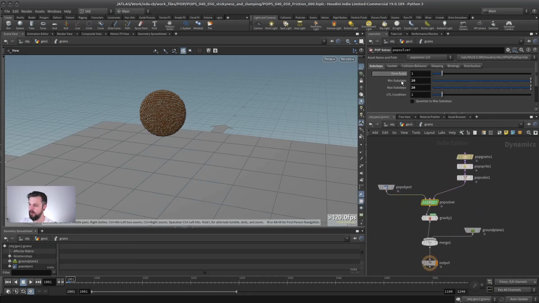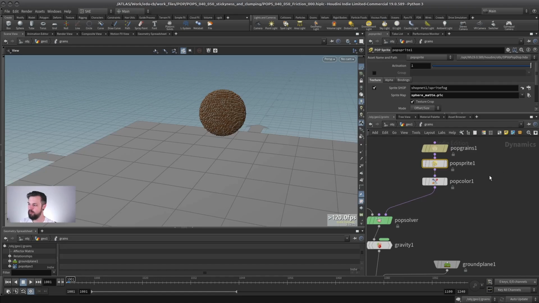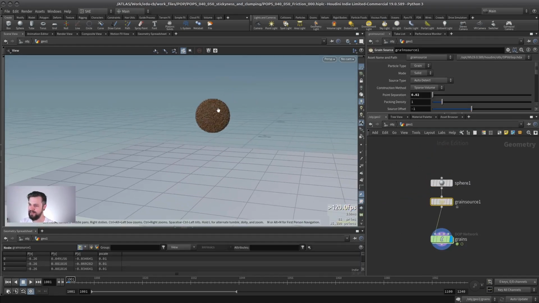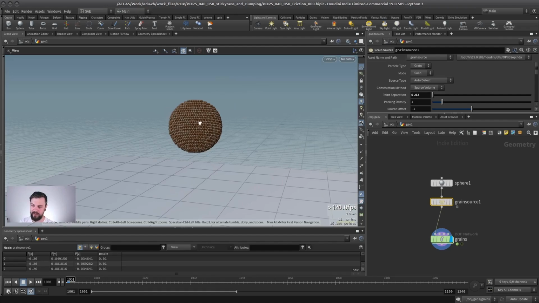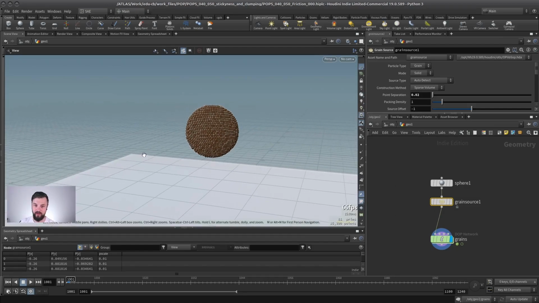And of course, very important, I set the min and max substeps to something pretty high. In this case, 20, not massive, but a good middle ground for speed and accuracy. And then of course, a pop object that brings in those points from outside. And I added a little bit of a pop sprite and pop color to make our grains look a bit nicer. And of course, some lighting, which is not reflected in the pop grains. That's just how they work, because the pop sprites are used here and are not using the light. But yeah, pretty basic setup, nothing special about it.